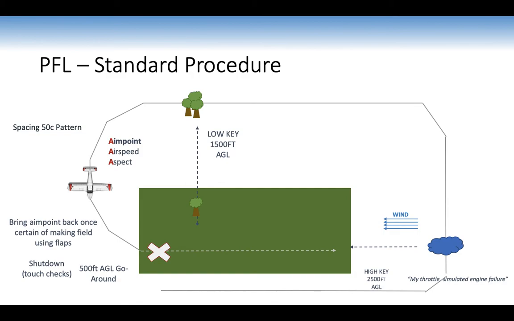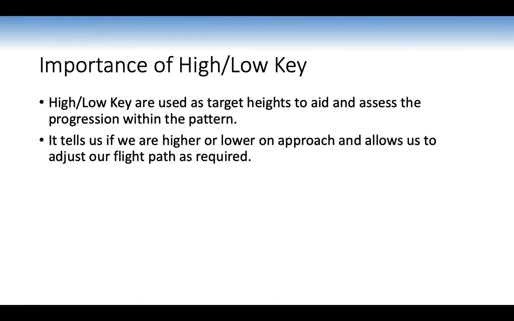So that's really important. So, importance of high key and low key. High and low key are used as target heights to aid and assess the progression within the pattern in order to give us the best chance of making the field. It tells us if we're high or low on approach and allows us to adjust our flight path as required. The secret to a good forced landing procedure is selecting a high and low key and knowing your height when you reach those keys, whether you're too high, too low, or at the correct height.